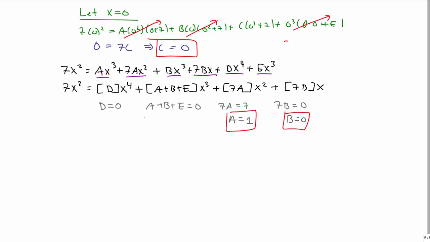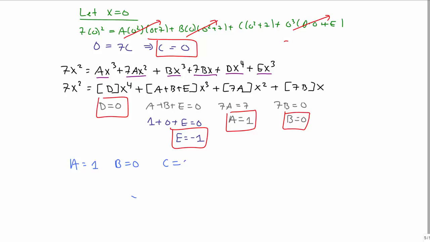And now once I know these two, I can substitute in here. A is 1, b is 0. And then if I subtract the 1 across, I get e equal to negative 1. So there's another solution here. And then of course d equals 0. So let's regroup here. I have a is 1, b is 0. Oh, I got 3 of them to go to 0. We might actually be able to integrate this one pretty fast. So a is 1, b is 0, c is 0, d is 0, and e is negative 1.